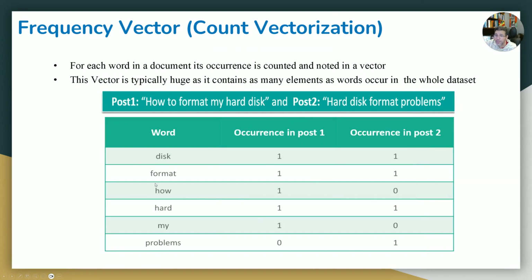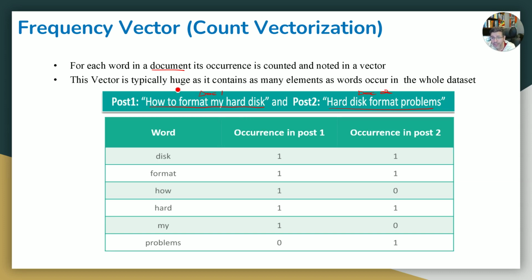Okay, so here is an example. We have two documents. A document is not what we are familiar with; it could be a sentence, a word, or an actual document. So here we have two documents. "How to format my hard disk" is document 1, and "hard disk format problems" is document 2.